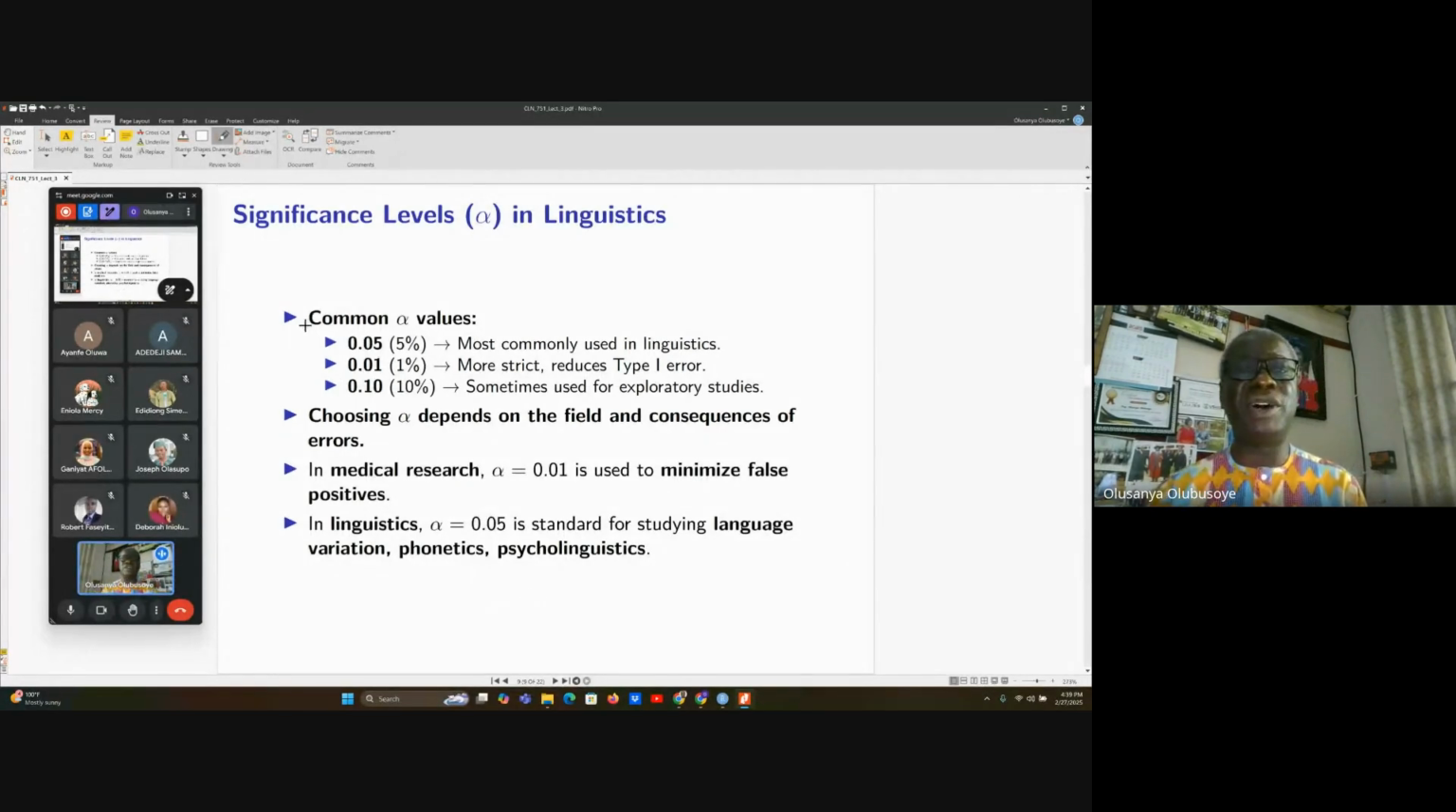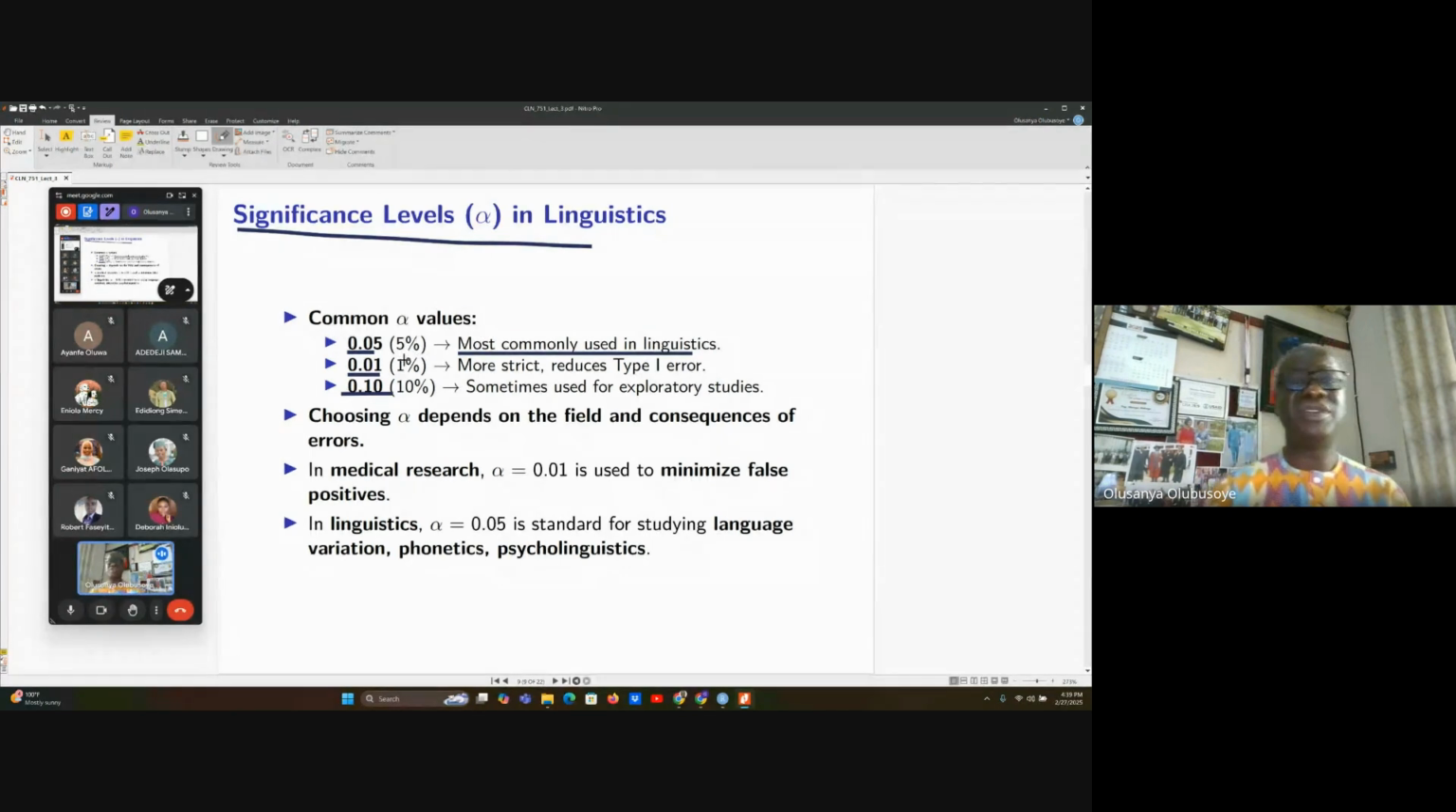So these are the common significance levels in linguistics, and I mentioned that before. It could be 0.1, 0.01, or 0.05, which is the most commonly used. So you can always condition your mind to use 0.05. The 0.1 level is sometimes used if you are doing exploratory studies.